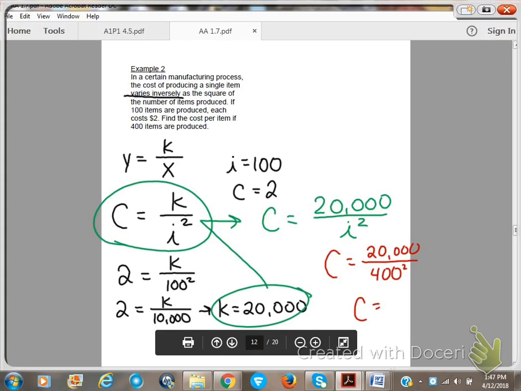No, I mean, might be fairly cheap. Whoa, that's different. 20,000 divided by 400 squared. Apparently we're making something like paper clips. All right, so the cost would be 0.125, or I guess, 13 cents.